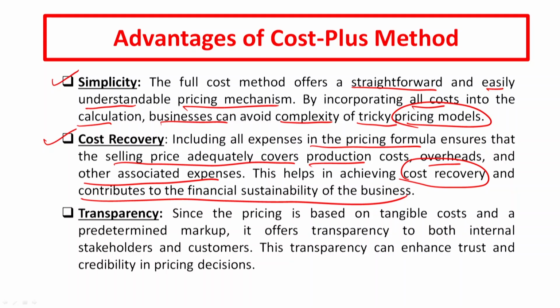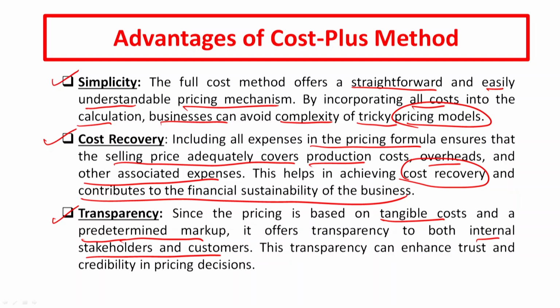The third is related to transparency. Since the price is based on tangible cost, what you are able to see, and a predetermined markup of profit, it offers transparency to both parties, that is internal stakeholders and customers, which means it covers the interest of all the people who are involved directly or indirectly with the firm. It is transparent in nature.